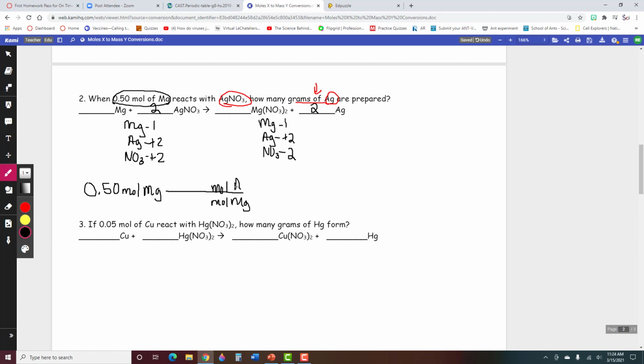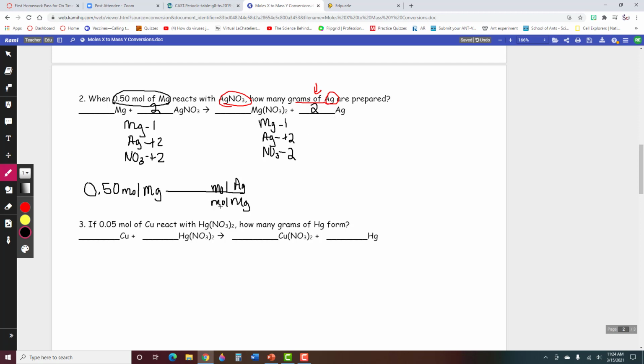So all I want is the Ag. I don't want the AgNO3. And you can't convert 3 compounds. Like, there's no stoichiometry where we do Mg and AgNO3 and Ag. Like, that doesn't happen in any stoichiometry. It's always from one compound to another. So this time I'm going from Mg to Ag.